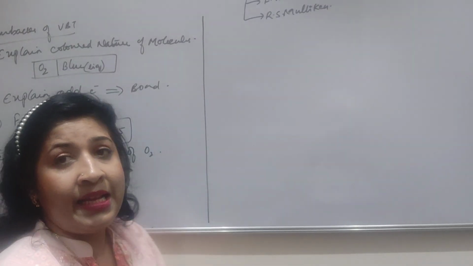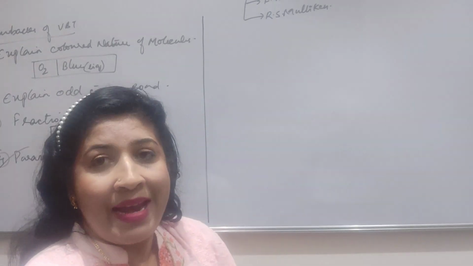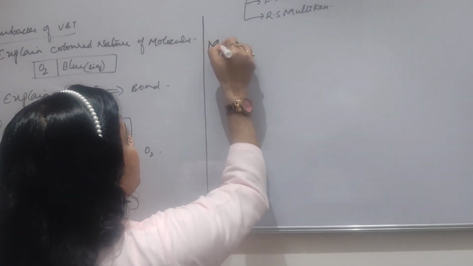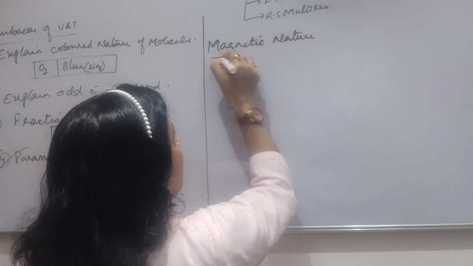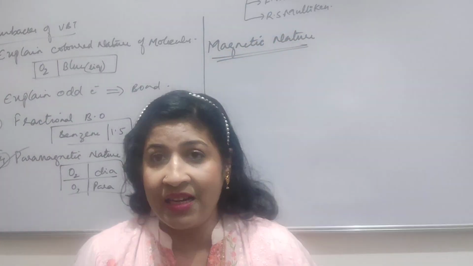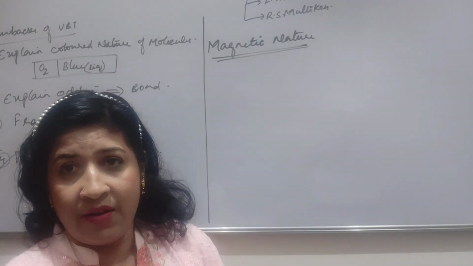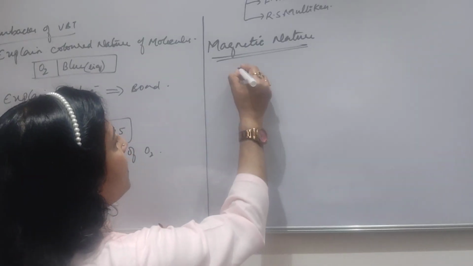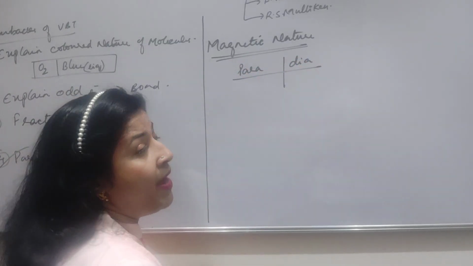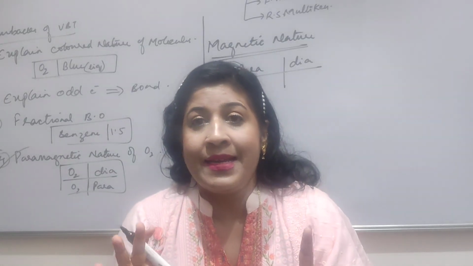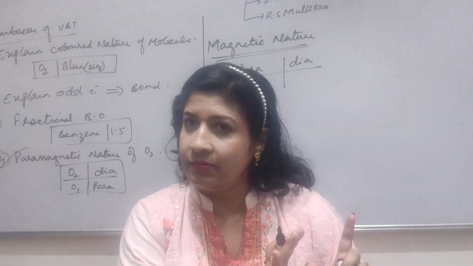Now, if we are considering the major part, that is the paramagnetic nature of oxygen, let us discuss the magnetic nature of molecules. According to VBT, there are two types of magnetic nature. Of course, there are ferromagnetism and all that, but it considered paramagnetism and diamagnetism.